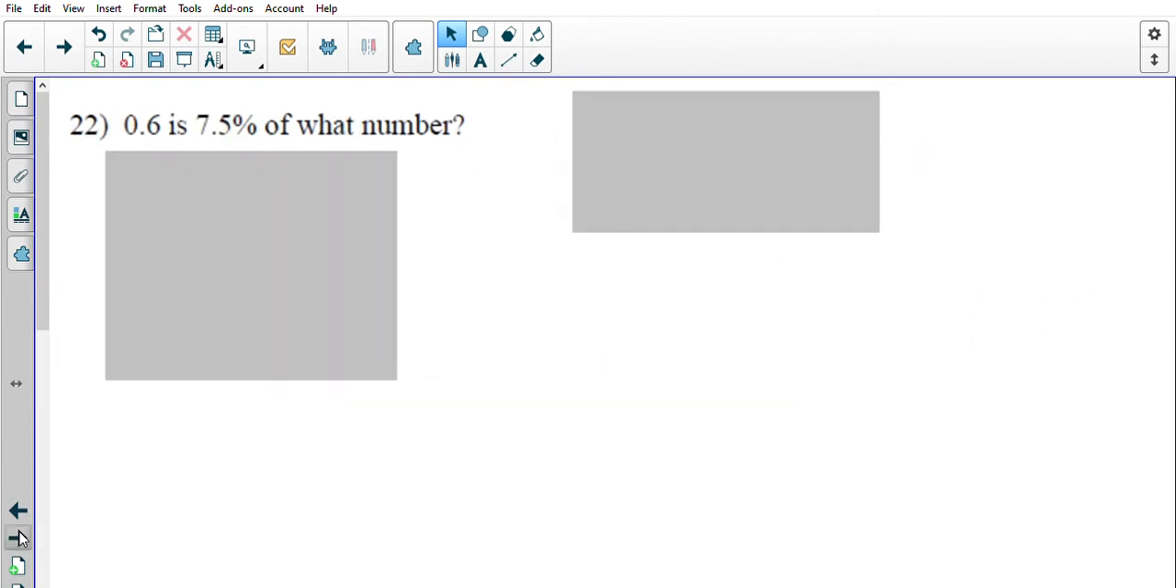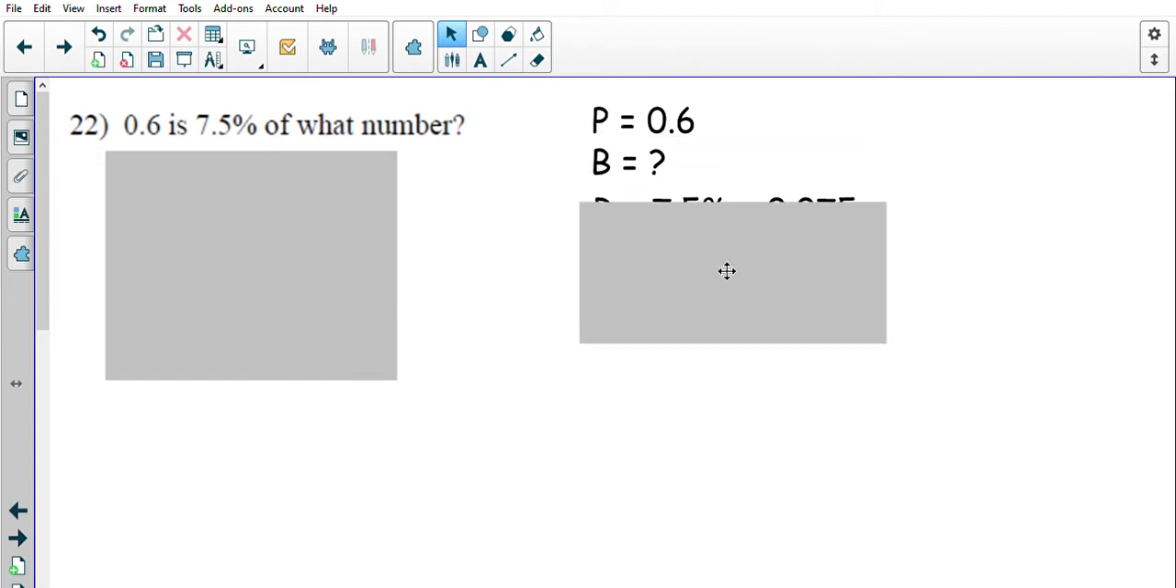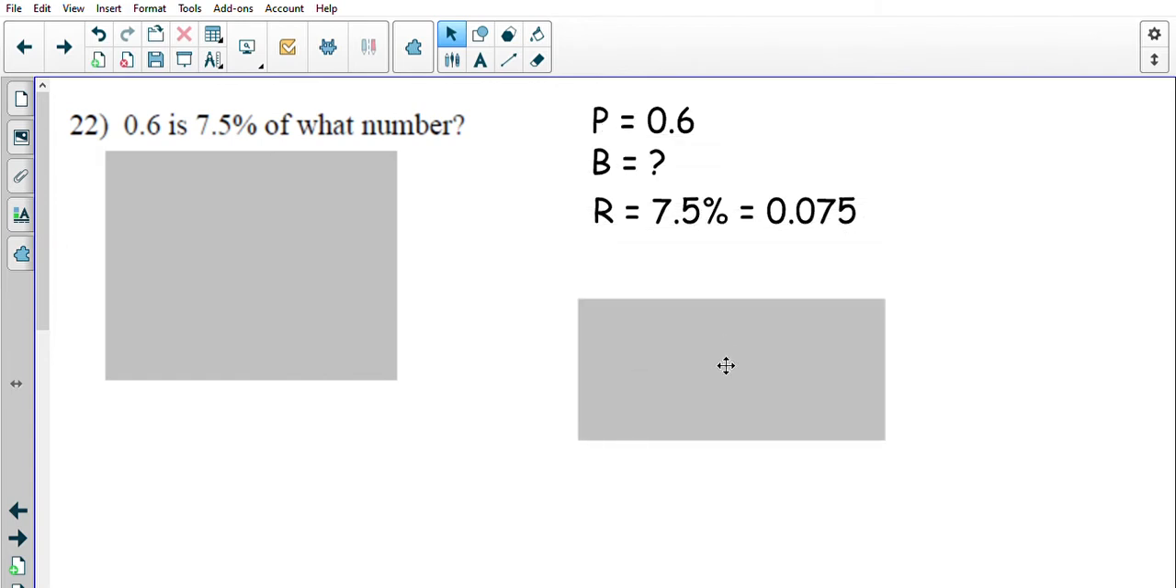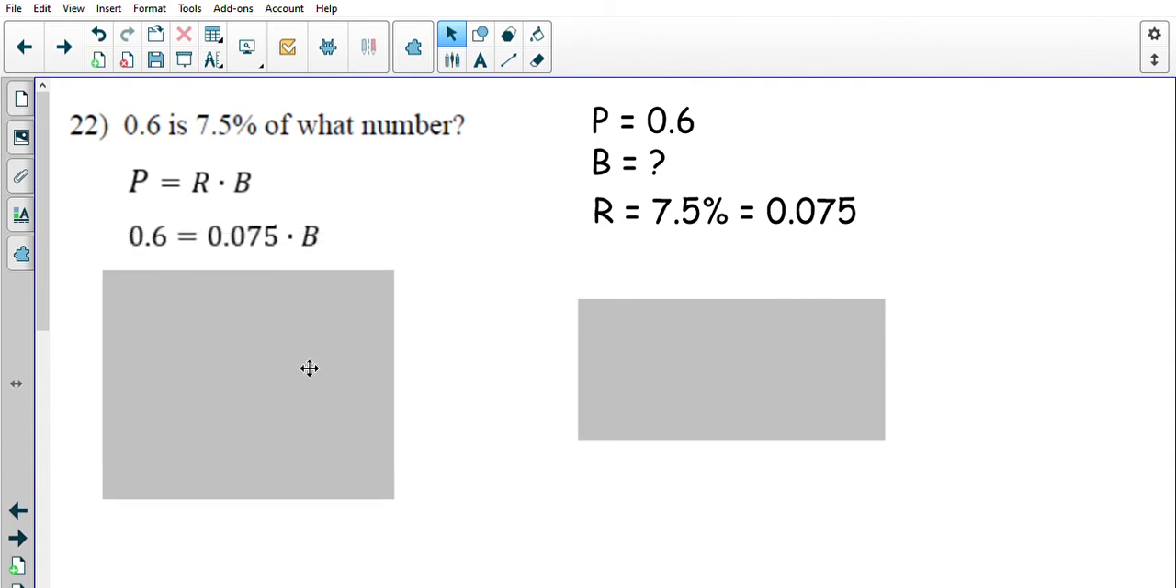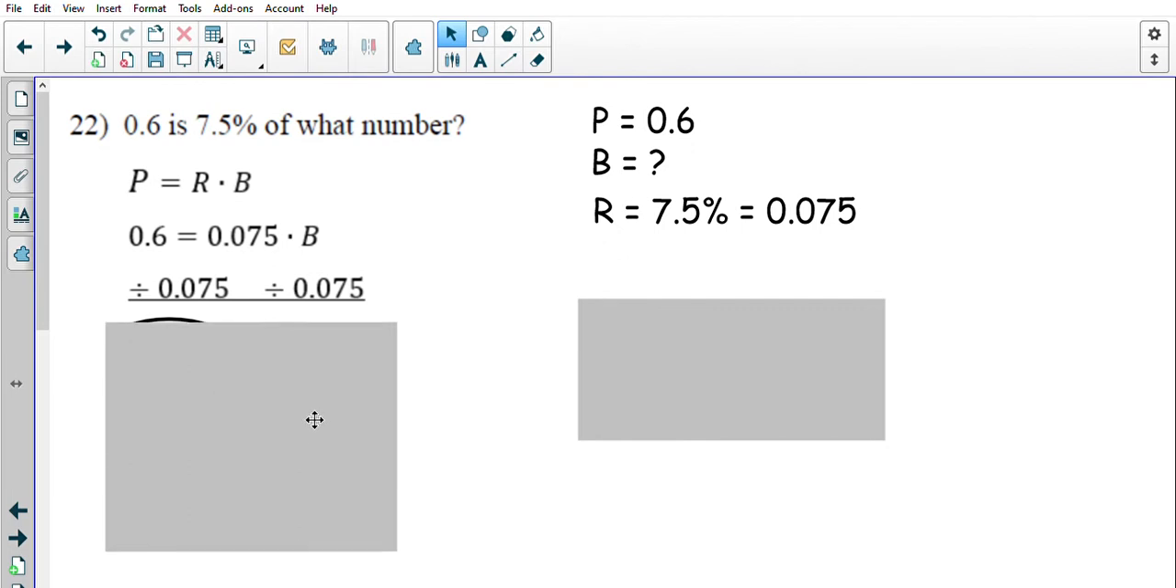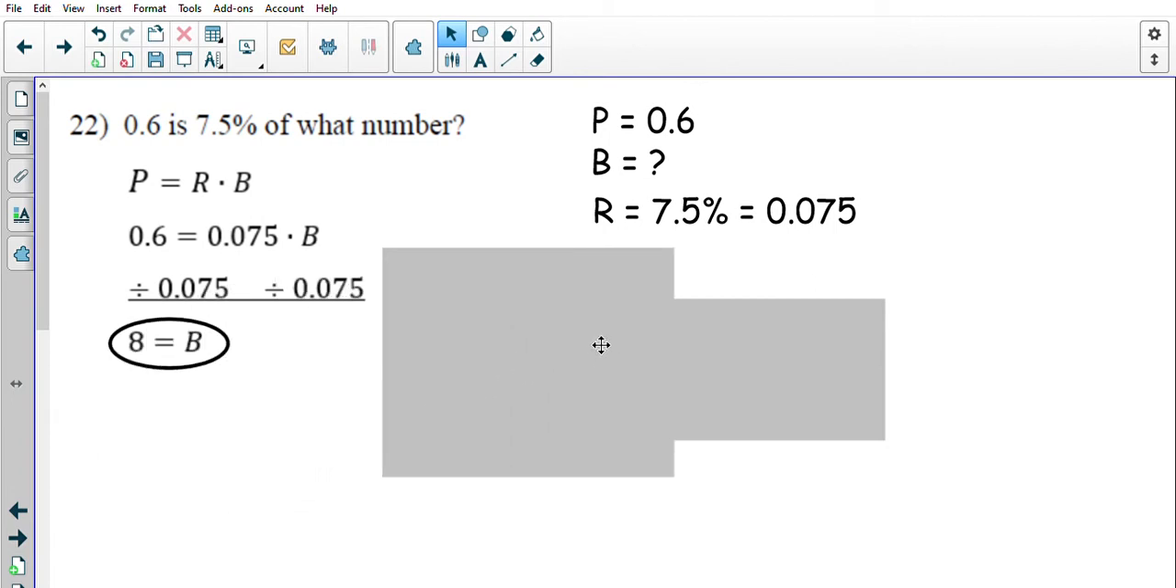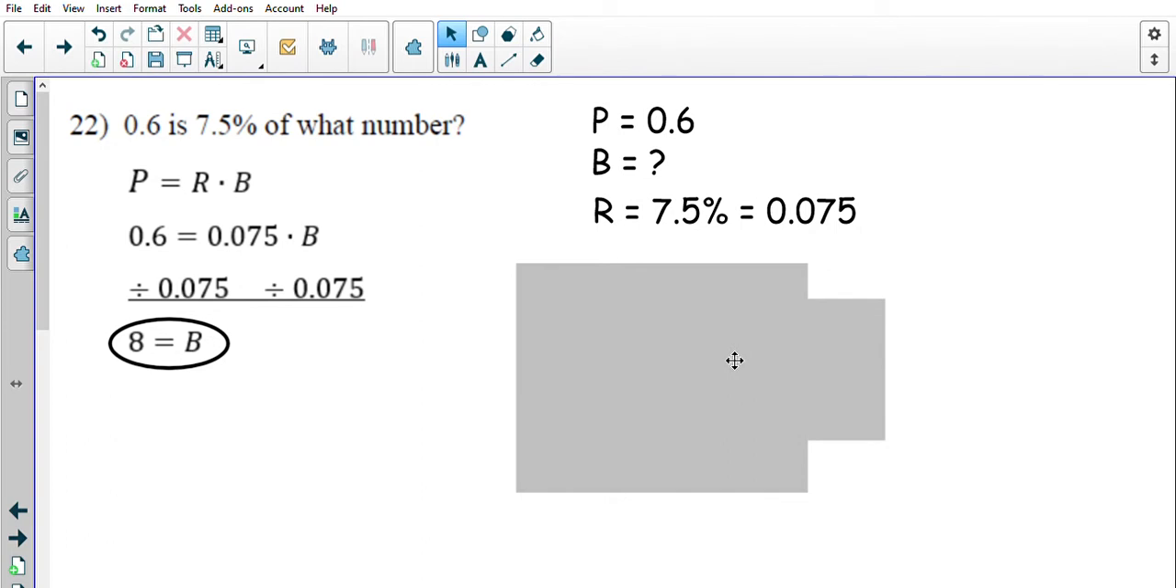Again, it may not be a bad idea to try number 22 on your own since it's the same kind of question. 0.6 is 7.5% of what number? My part is 0.6. My base is my unknown. R is 7.5%, which is 0.075. Pay attention to that. So P equals R times B will be 0.6 equals 0.075 times B. Divide by 0.075. And again, watch the order. You plug that into your calculator. 0.6 divided by 0.075 will get us 8 for the base. So 0.6 is 7.5% of 8.